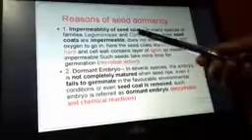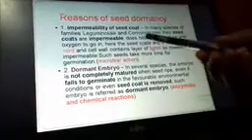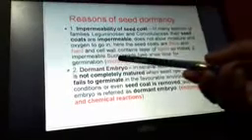Now the reasons of seed dormancy. First of all, the impermeability of the seed coat. In many species of families like Leguminosae and Convolvulaceae, the seed coats are impermeable. That means it does not allow moisture and oxygen to go in. Here the seed coats are thick and hard, and the cell wall contains a layer of lignin, which makes it impermeable. Such seeds take more time for germination. Then germination is caused by the action of soil microbes, or we can say soil bacteria.